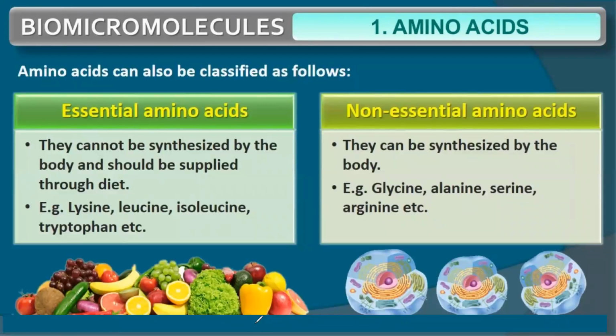Amino acids can also be classified as essential amino acids and non-essential amino acids. Essential amino acids cannot be synthesized by the body and should be supplied through diet, whereas non-essential amino acids are synthesized by the body. Examples of non-essential amino acids are glycine, alanine, serine, arginine, etc. Whereas essential amino acid examples are lysine, leucine, isoleucine, tryptophan, etc.